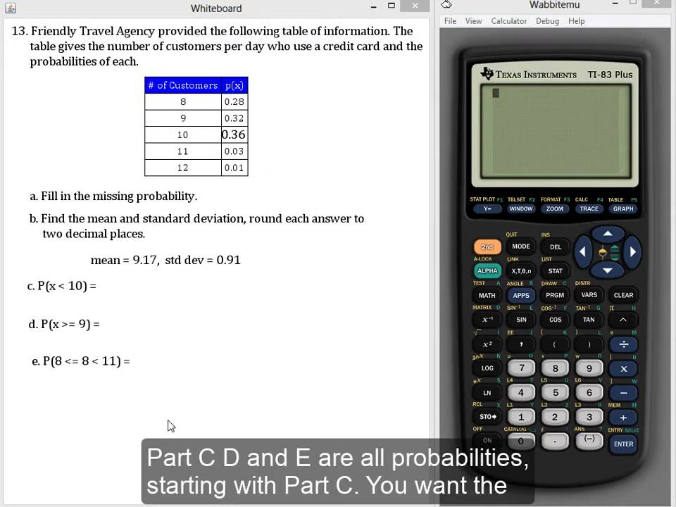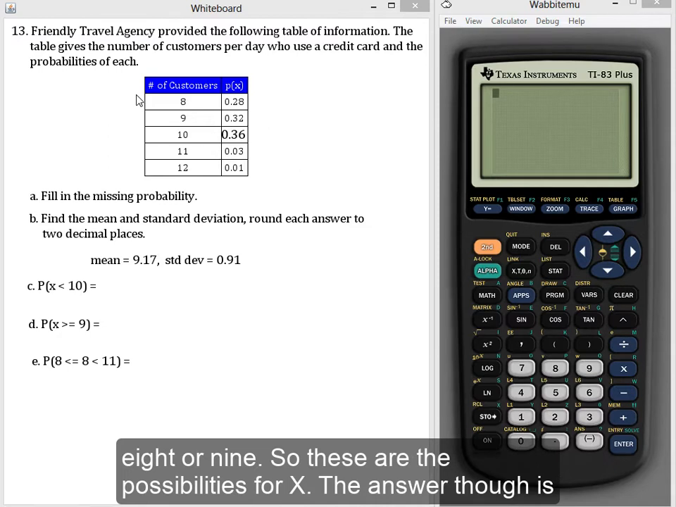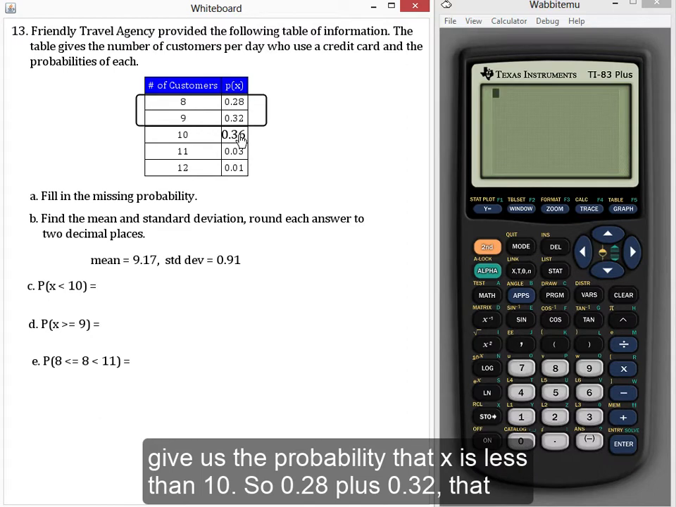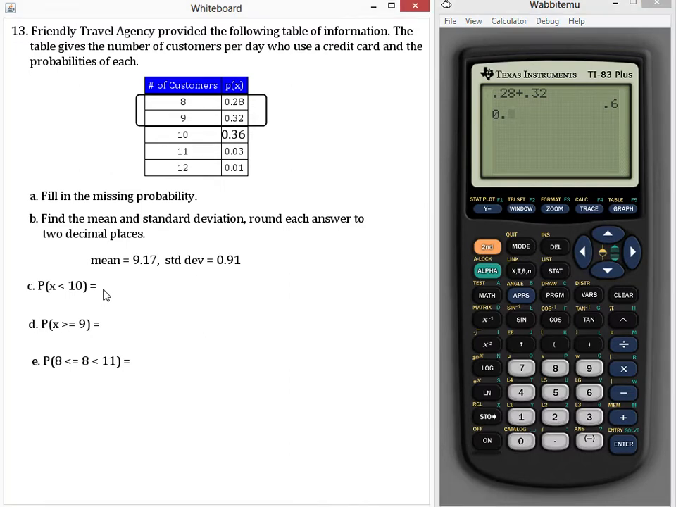Parts C, D, and E are all probabilities. Starting with part C, we want the probability that x is less than 10. Well, if x is less than 10, then it needs to either be 8 or 9. So these are the possibilities for x. The answer, though, is a probability, so we need to add these two together, and that's going to give us the probability that x is less than 10. So 0.28 plus 0.32, that gives me a probability of 0.6.